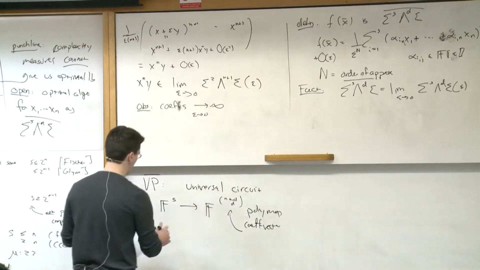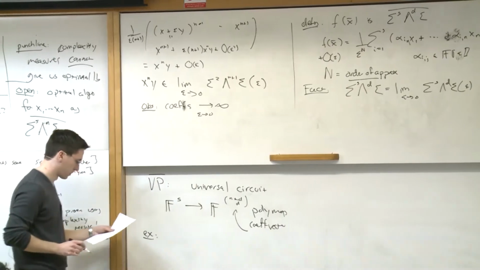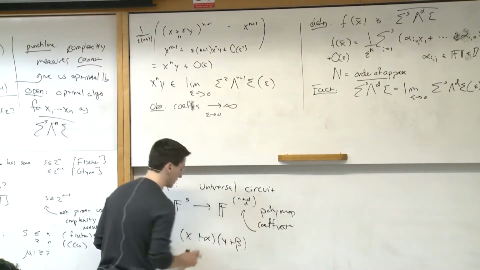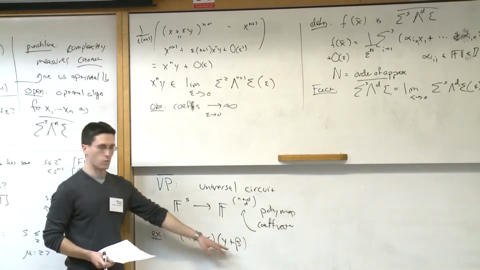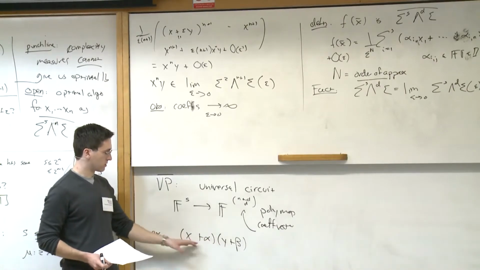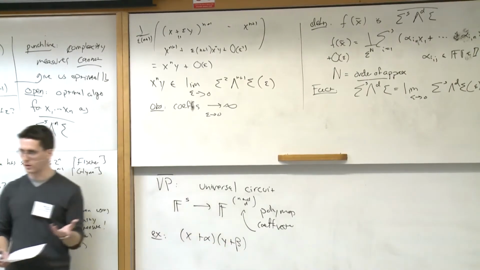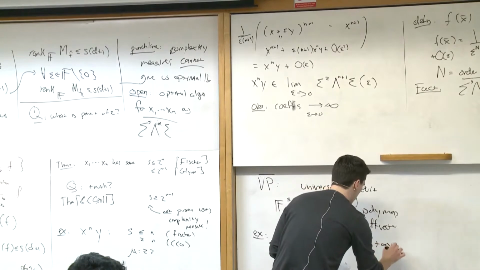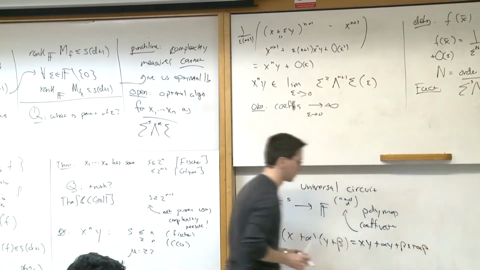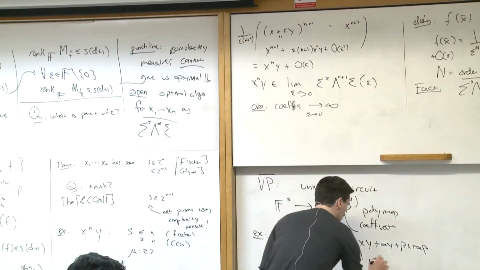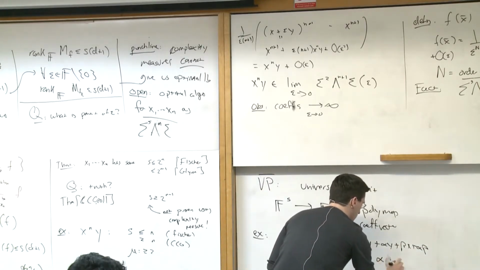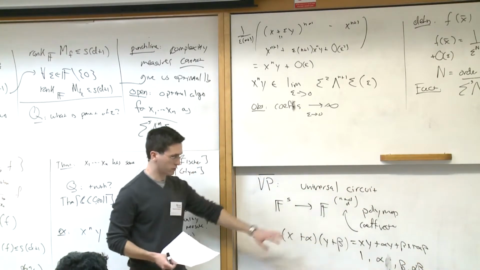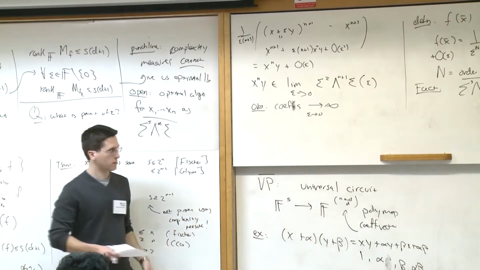Just as a small example, which I think Ramprasad did, suppose that this is your universal circuit. You have two variables, x and y, and then you multiply x plus alpha times y plus beta. So alpha and beta are your constants, and what do you end up getting? You get xy plus alpha y plus beta x plus alpha beta. And your coefficient vector then is 1, alpha, beta, alpha beta. So it's not a universal circuit obviously, but it's some sort of polynomial map that gives you something.